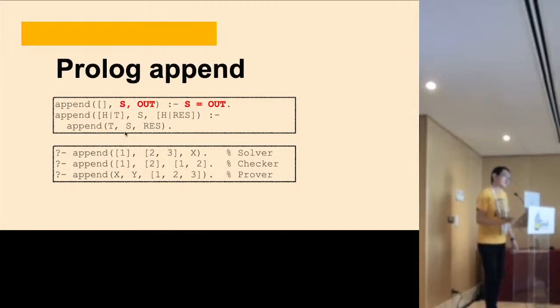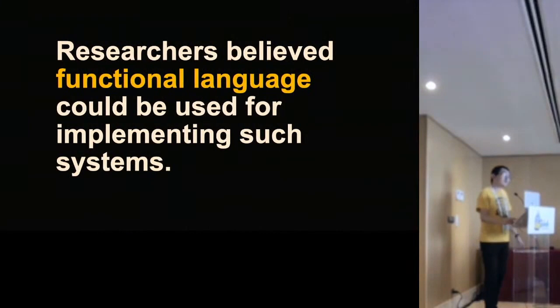The good thing about this program is that we can not only use it as a solver, for example asking what is the result of appending a list with 1 to the list 2, 3, what we will get as a solver. It can also work as a checker. We can see, okay, if they produce the right result, can we prove it or not? And also we can use it as a prover. We leave X and Y as variables, and it will give you all the proofs, generating from the empty list, 1 to 3, and so on, giving you all the answers. So that's a good thing.